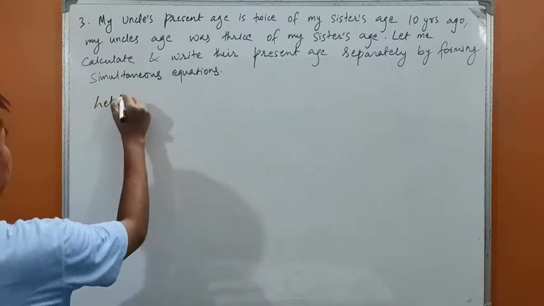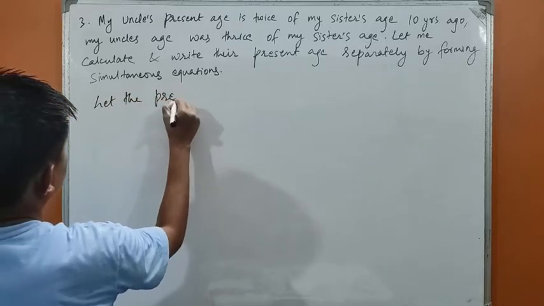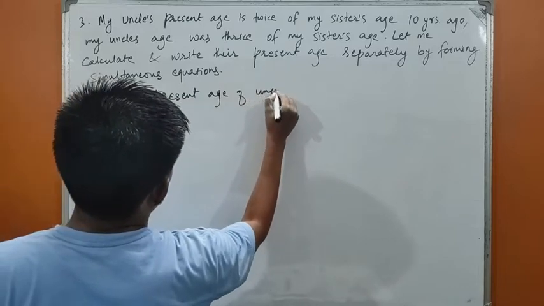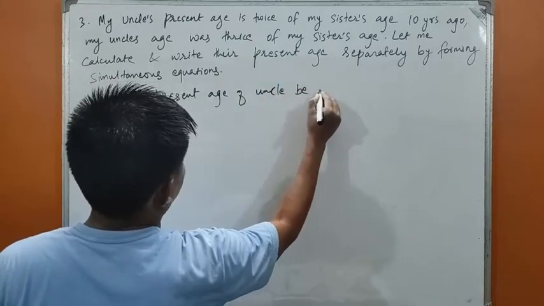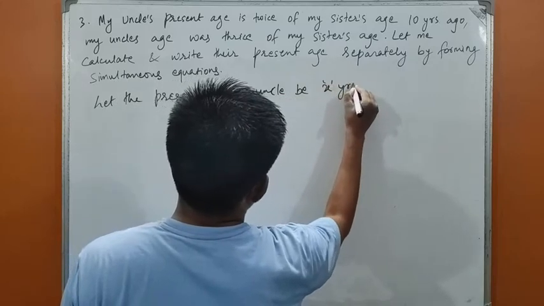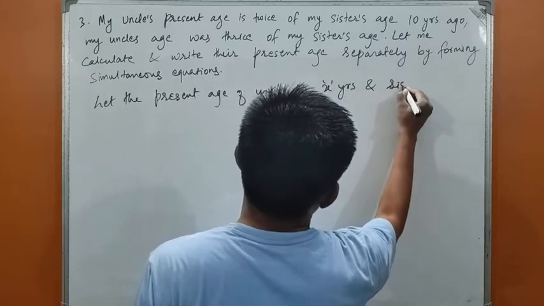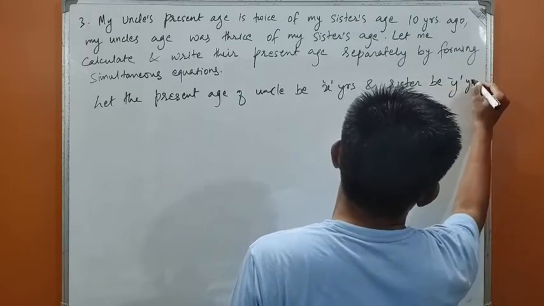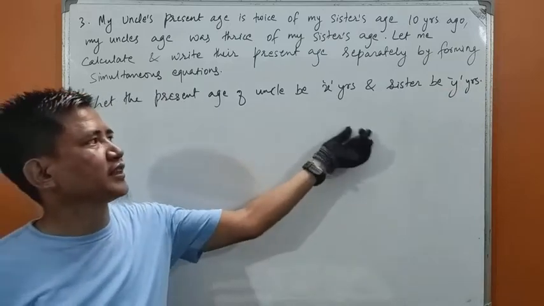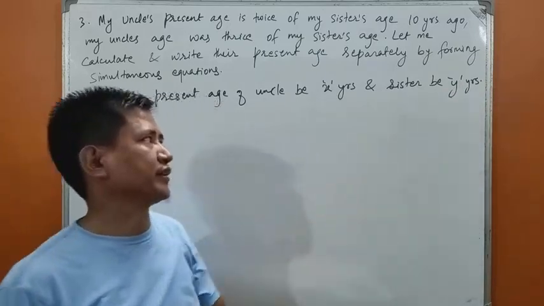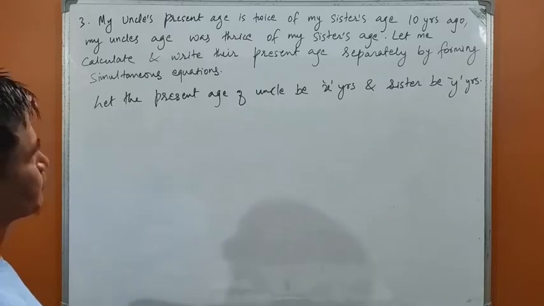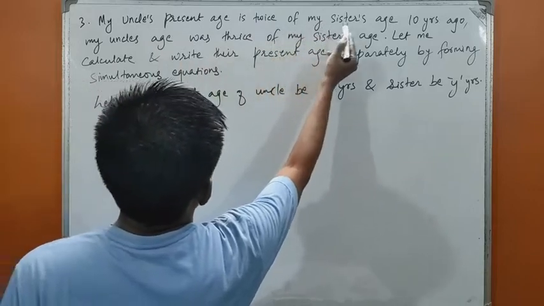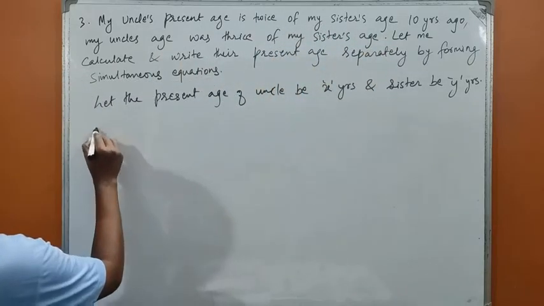Let the present age of uncle be x years and sister be y years. Okay, let the present age of uncle be x years and the present age of sister be y years. Now first condition, my uncle's present age is twice my sister's age, isn't it? So this is the first condition.